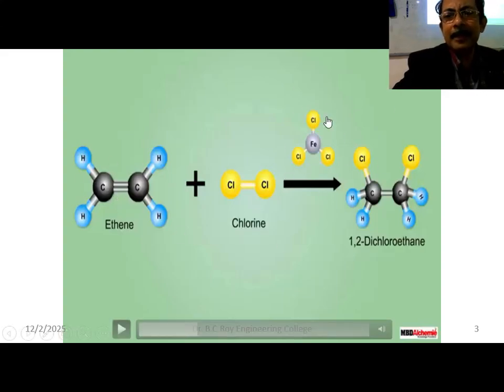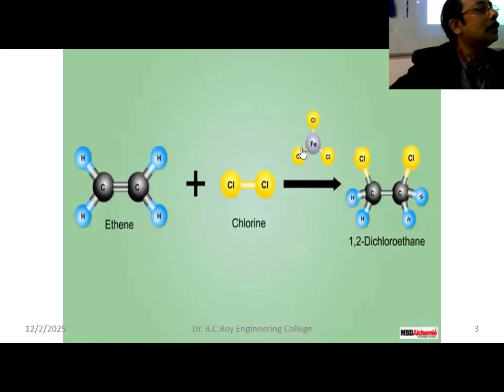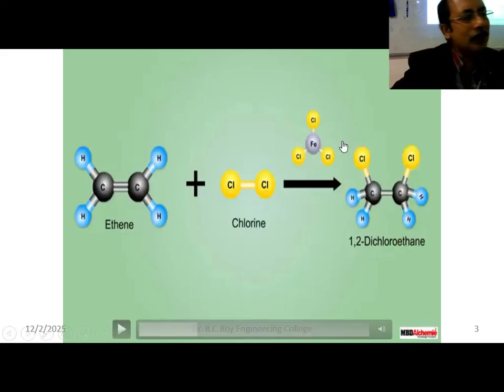This FeCl3 has a tendency that it can accept the Cl minus from here. Why? Because it has got a vacant d orbital in iron. Because this is a d block element, it is called a transition element, and that's why it has a natural tendency to accept some electron whenever available. So it can accept Cl minus from here, producing FeCl4 minus plus Cl plus.